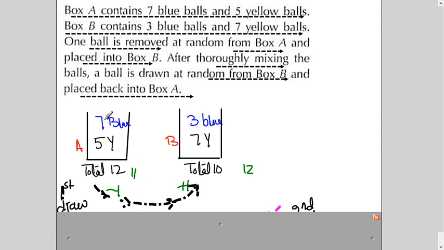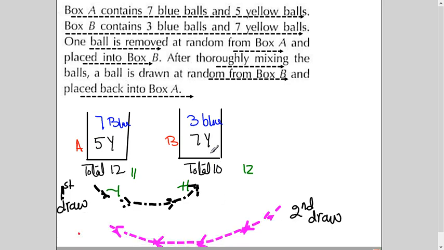Now it depends on whether you are drawing a blue ball and putting it in first time. Then of course this will reduce by 1 and this will increase by 1. Similarly, a yellow ball will have no impact. So you have to think around it. We will see gradually, okay? And after drawing from box B, because that is your second draw, you are putting it back in box A. So this is the whole situation of the experiment.